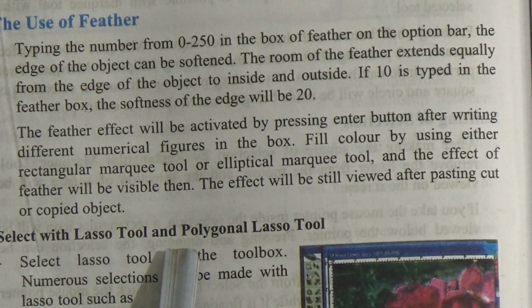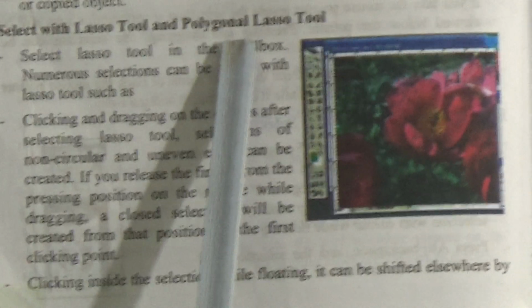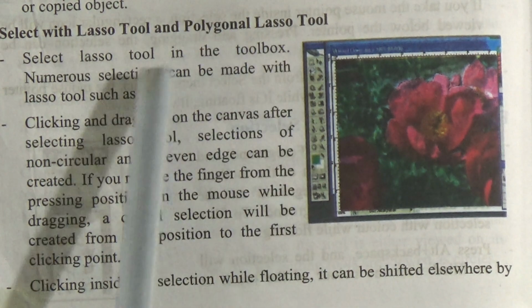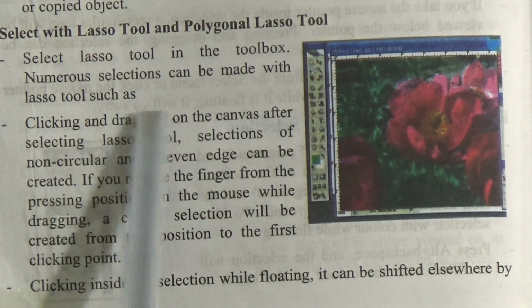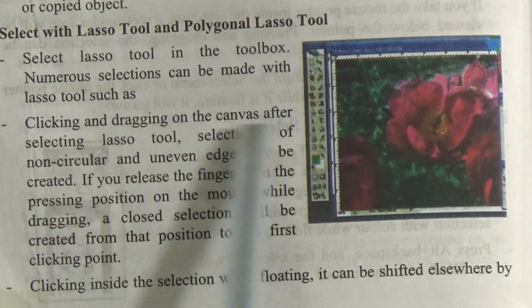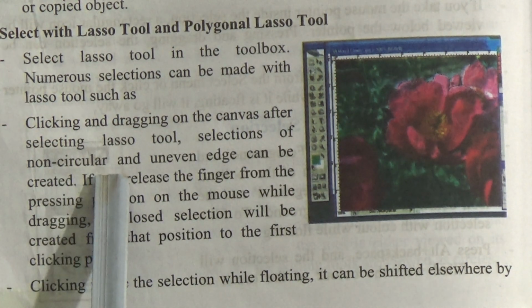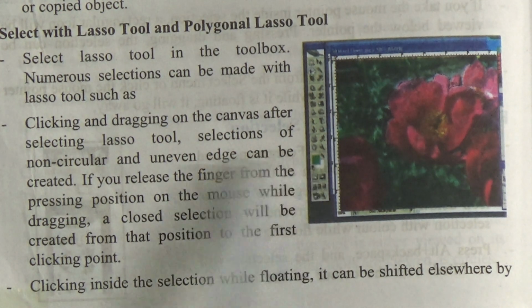Select with the Lasso Tool and Polygonal Lasso Tool. Select the Lasso Tool in the toolbox. Numerous selections can be made with the Lasso Tool, such as by clicking and dragging on the canvas after selecting the Lasso Tool. Selections of non-circular and uneven edges can be created.